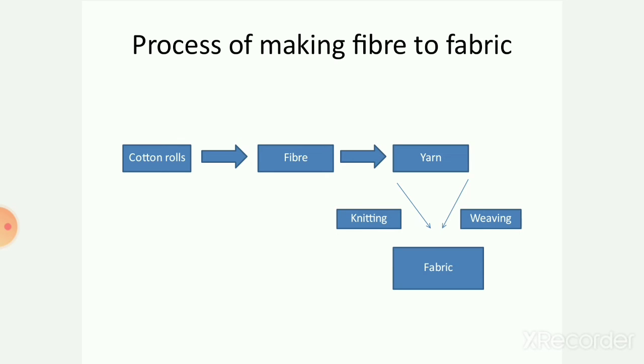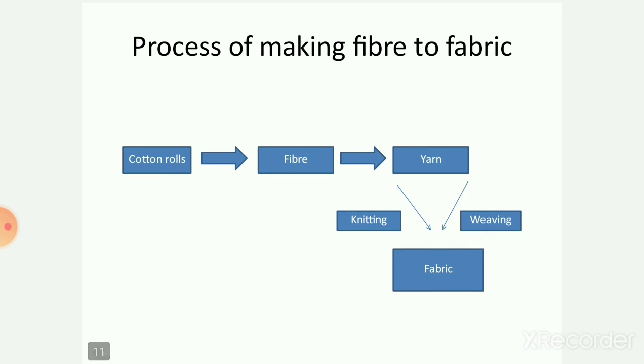of cotton. From this cotton roll, we prepare fiber, means thread. We are getting thread of cotton, and by twisting 2, 3, 4 such fibers of cotton, we are getting cotton yarn. Cotton yarn is ready, then we can do knitting or we can do weaving, and we are getting cloth, means fabric. So from fiber to fabric, the story is there.